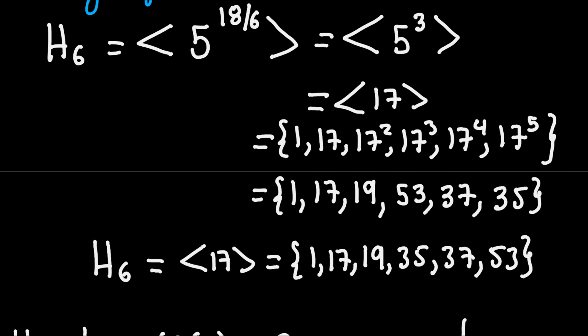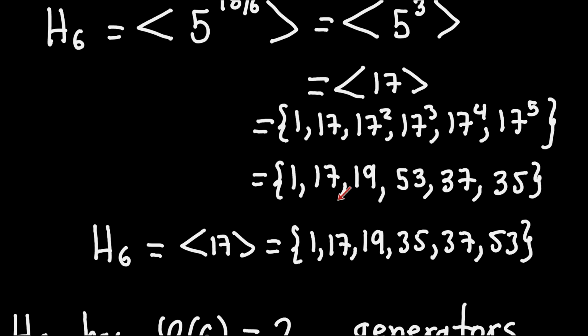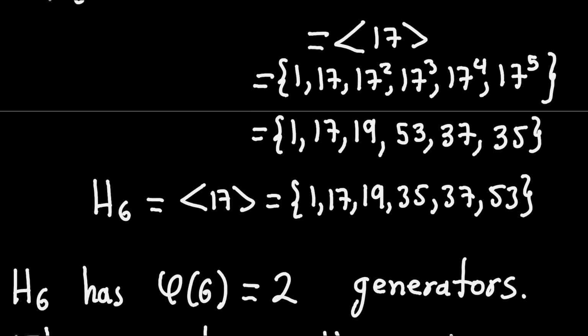So if you simplify all of this modulo 54, in this order it will give you 1, 17, 19, 53, 37, and 35. So I'm going to organize this, of course, in increasing order of the numbers. So H6 will be this one here.